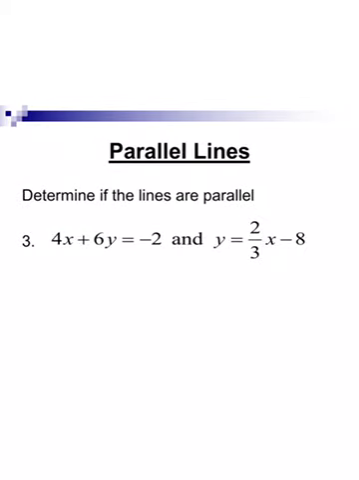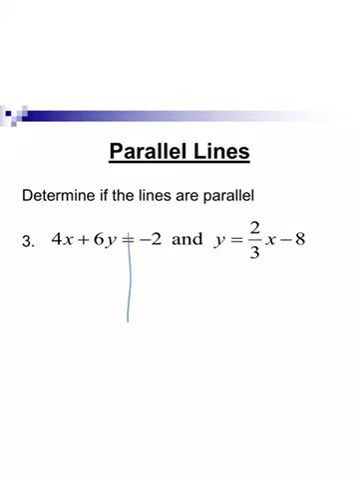4x plus 6y equals negative 2. Y equals 2/3 x minus 8. I want you to try this one. Take the standard form equation of the first one, convert it to slope-intercept y equals mx plus b, and see if they are parallel.